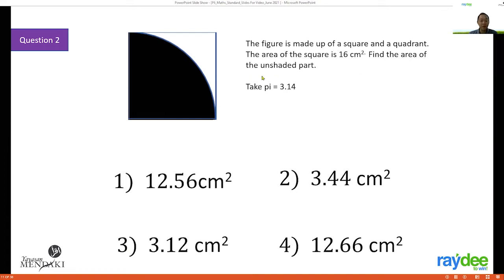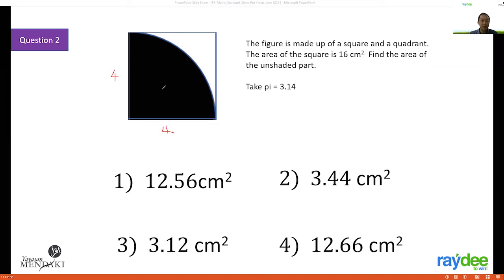This is question number 2. I try to find the area of the unshaded part. The area of the unshaded part is actually the arrowhead. Recall how to find the area of an arrowhead: just take the area of the square minus the area of the quadrant. But this is quite tricky because in this question, the area of the square is 16, but I did not give you the radius. So you need to find what the radius is. Let me give you a clue for those who do not know how to do it: the radius is actually 4. This is also 4 because 4 times 4 gives you 16.